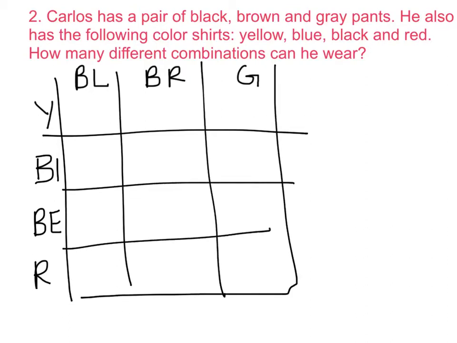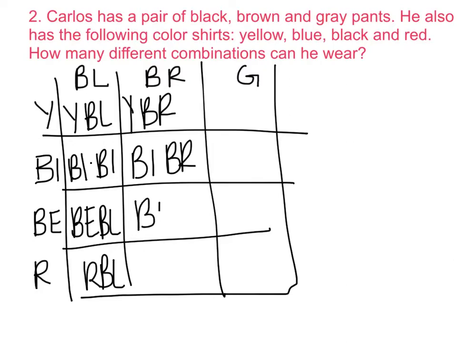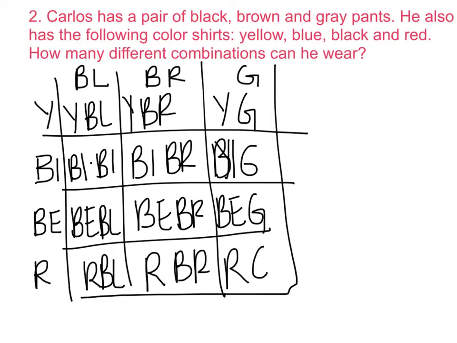So you have yellow and black, blue and black, BE and BL, red BL, YBR, BL, BR, BE, BR, R, BR, and then YG, BLG, BEG, and RG. So it is a total of 12 combinations.